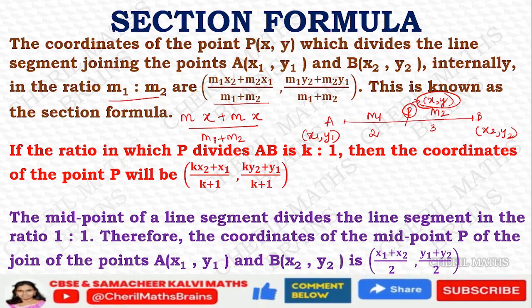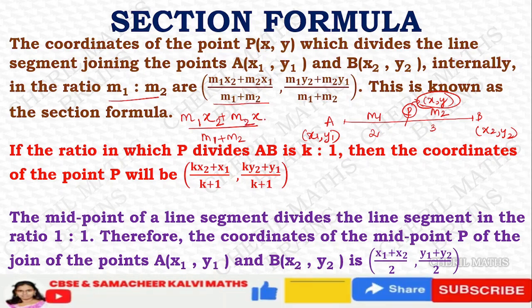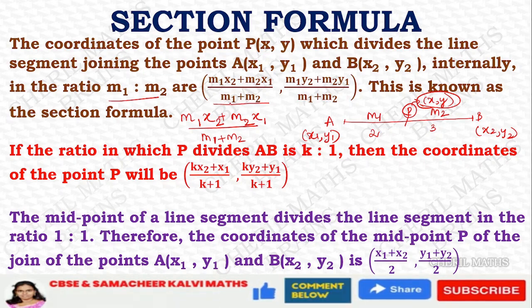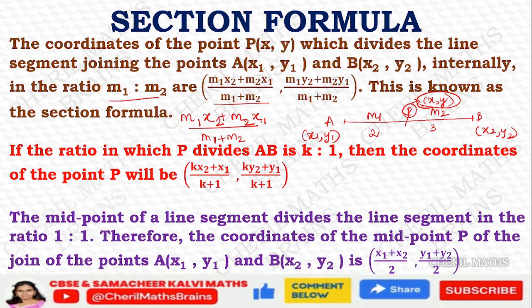So what do you have here? If you have 1, you put 2. So 1 and 2, and then you are going to reverse it, 2 and 1. Look at the formula, children. It's made easy, right? m1 x2 plus m2 x1 divided by m1 plus m2.